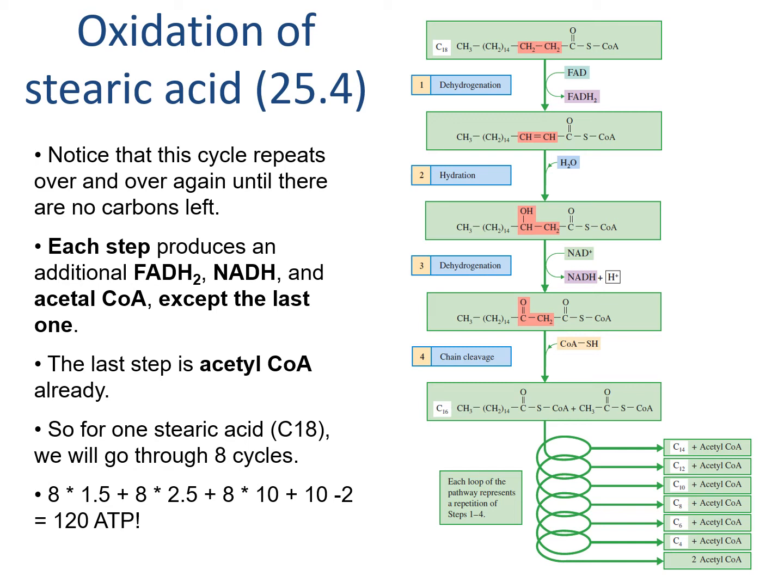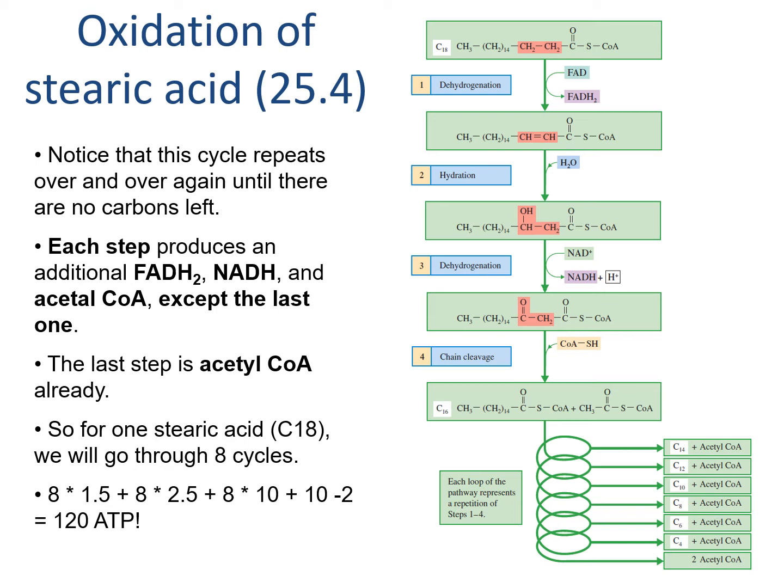The first beta oxidation gives us an FADH2, an NADH, an acetyl CoA, and a 16-carbon acyl CoA. So we've gone from 18 to 16. The next time we go through beta oxidation, we have FADH2 produced, NADH, acetyl CoA, and now a 14-carbon acyl CoA. So again, going down by 2 every time.